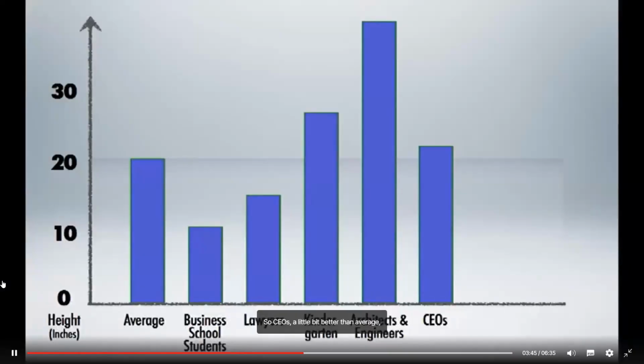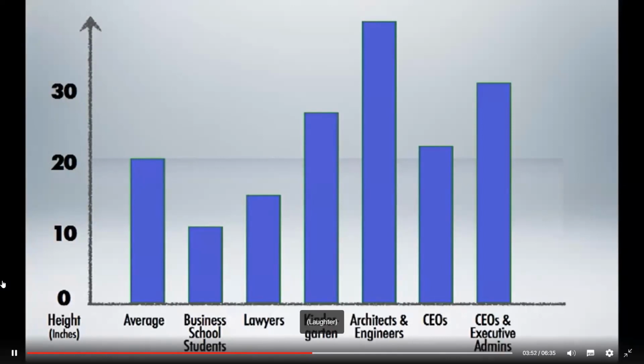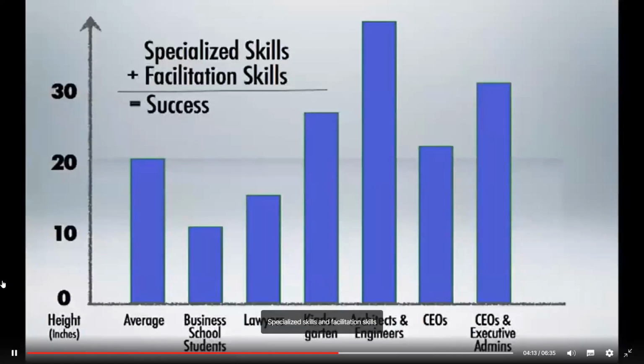So CEOs, a little bit better than average, but here's where it gets interesting. If you put an executive admin on the team, they get significantly better. It's incredible. You know, you look around, you go, oh, that team's going to win. You can just tell beforehand. And why is that? Because they have special skills of facilitation. They manage the process. They understand the process. And any team who manages and pays close attention to the process will significantly improve the team's performance. Specialized skills and facilitation skills, the combination leads to strong success.